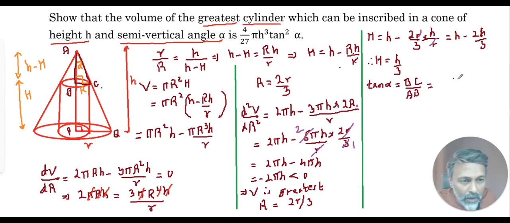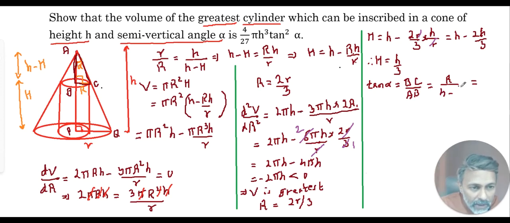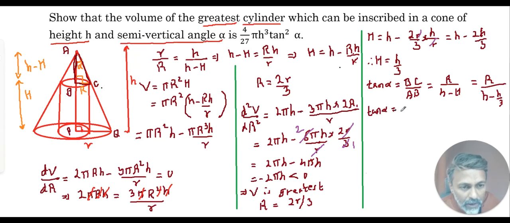BC is equal to R, we know that, and AB is capital H minus h. So we get R upon capital H minus h, and this is R upon H minus H by 3. So tan alpha is equal to R upon 2H upon 3, which gives us R is equal to 2H upon 3 tan alpha.